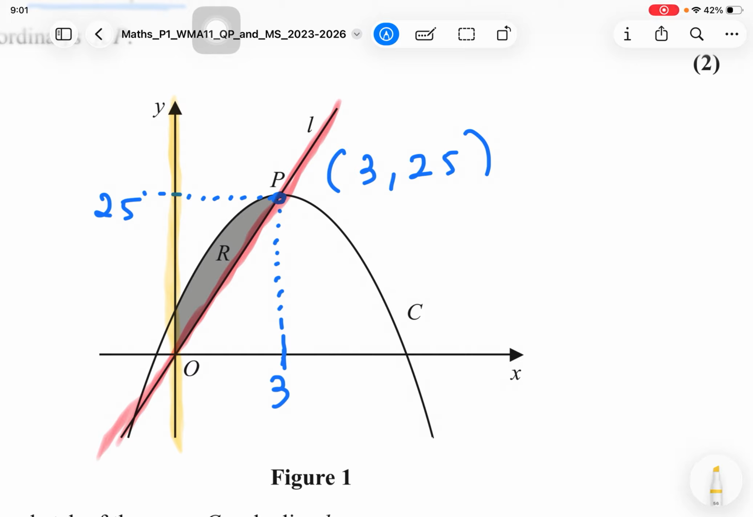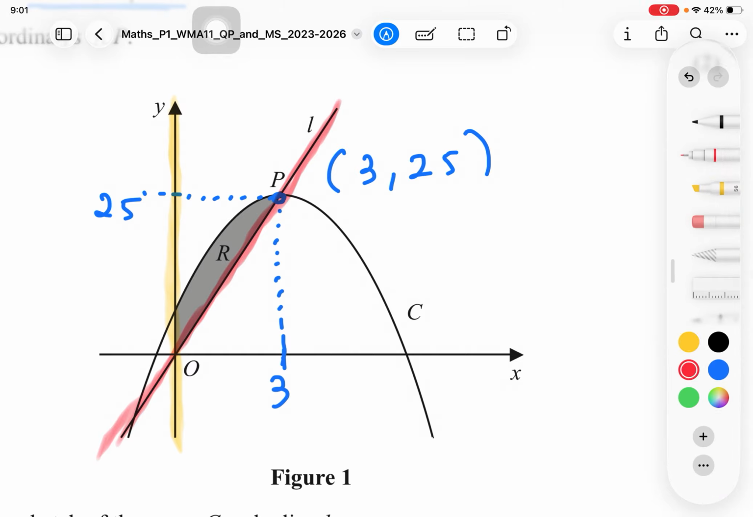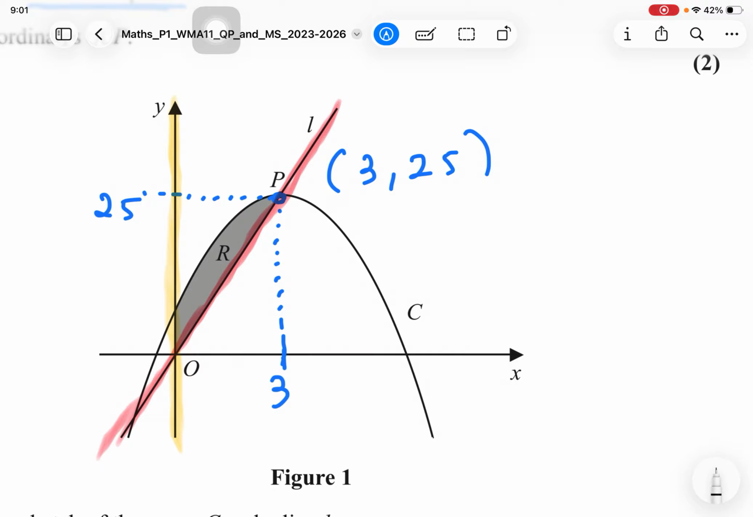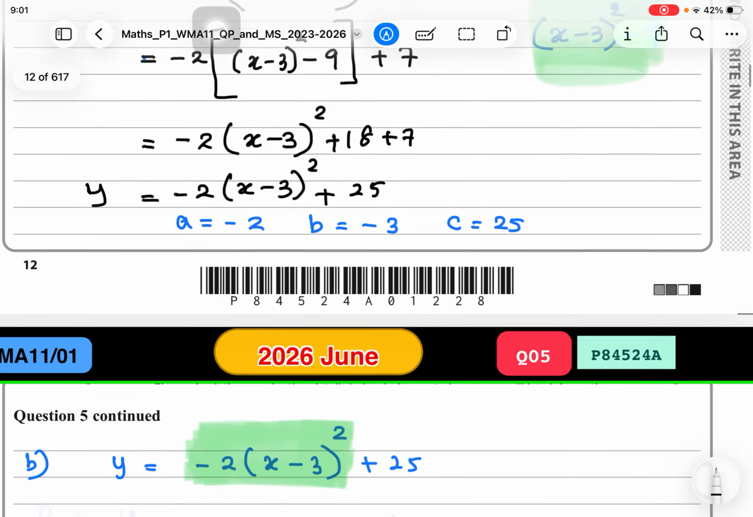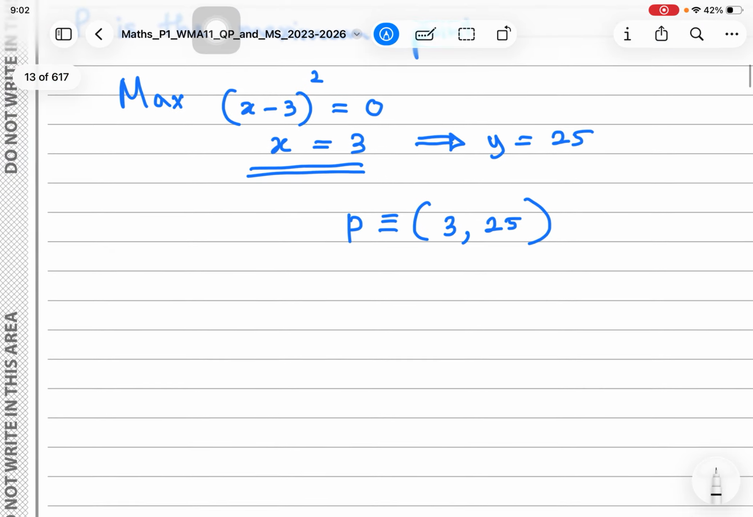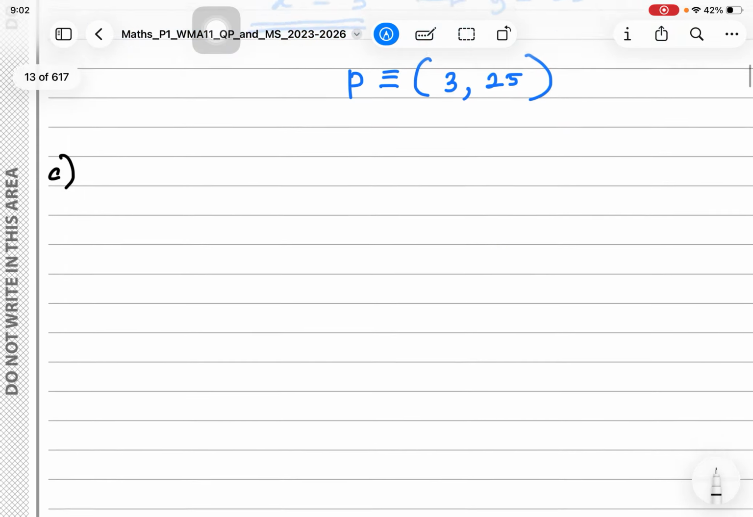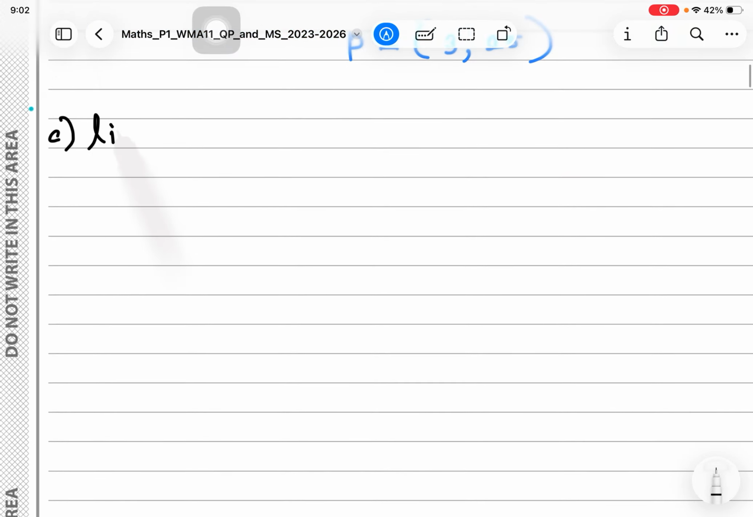So what I would say is, the first graph we can easily find is this one. This is X equals 0. And this graph, we have to find this line, the line L. So let's get the line L equation. For the C part, we are going to go with line L. We know one point which is 0, 0, and we also know it's going through the P which is 3, 25. So we can easily get the gradient.